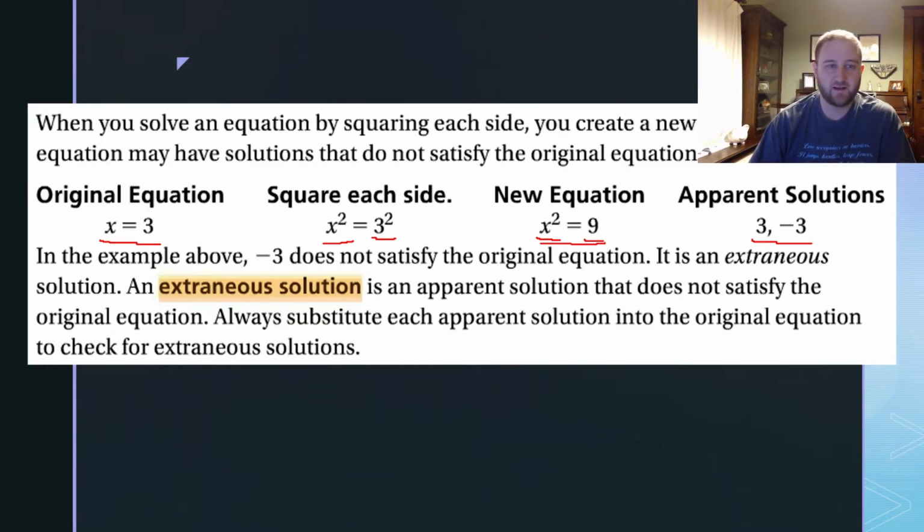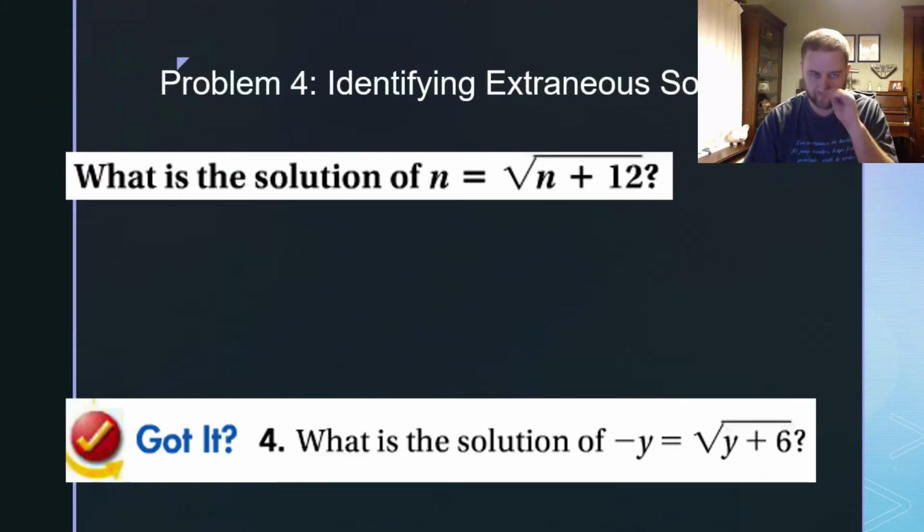In the example above, negative 3 does not satisfy the original equation, right? Our original equation was x equals 3. Negative 3 doesn't equal 3. That does not satisfy the original equation, so it is considered an extraneous solution. An extraneous solution is an apparent solution that does not satisfy the original equation. Always substitute each apparent solution into the original equation to check for extraneous solutions. So 3 works, negative 3 does not. That's extraneous.